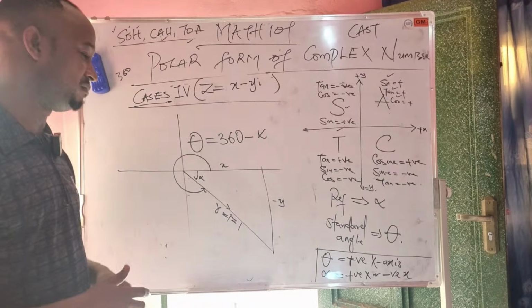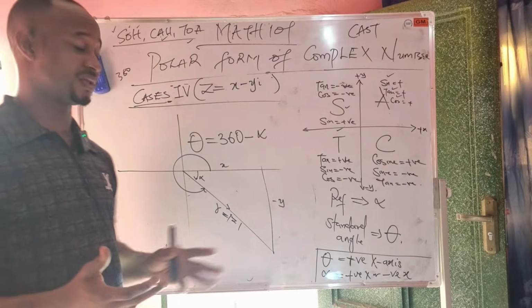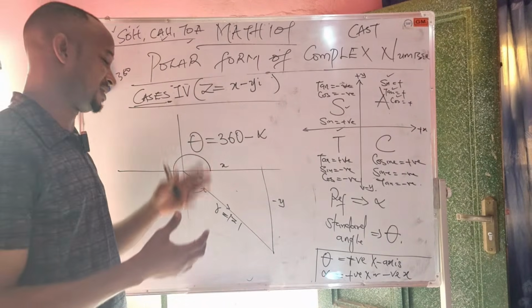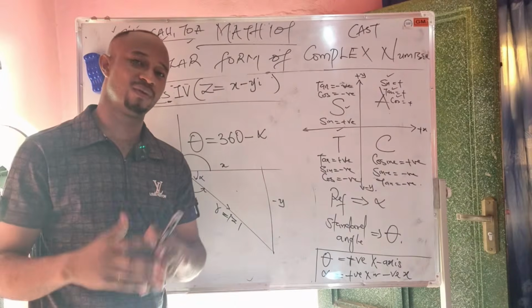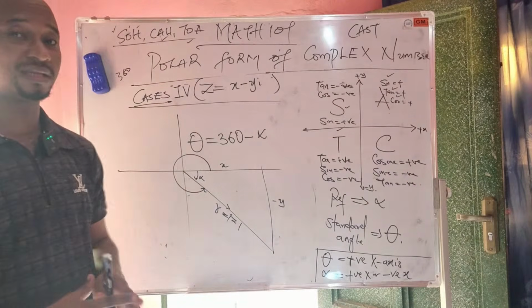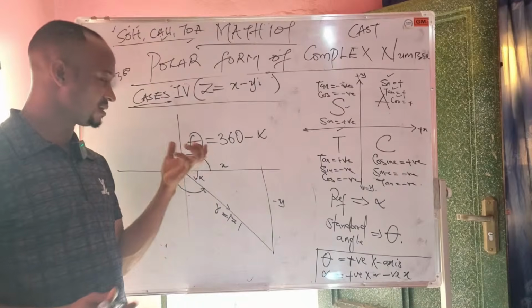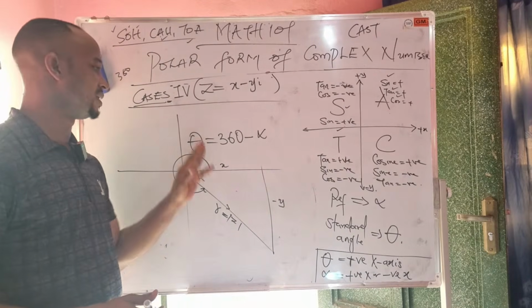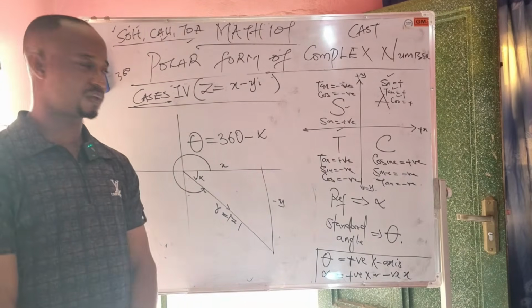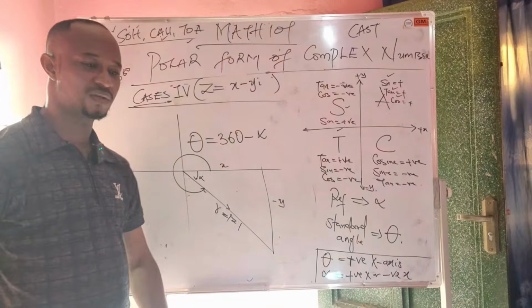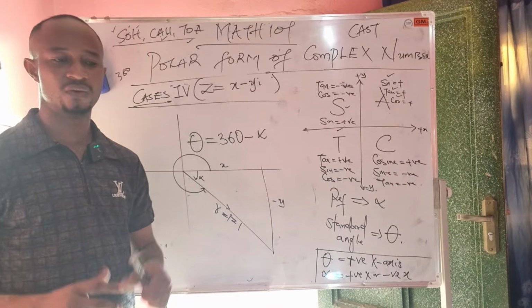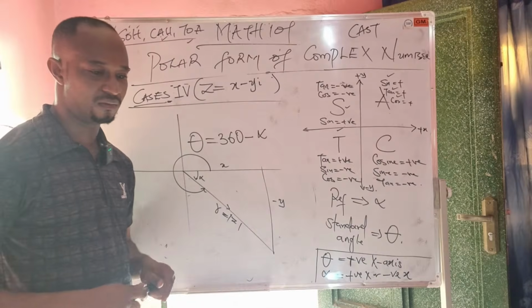I've seen many people who make so many mistakes. I don't know how they justify that the theta here is 270 plus alpha, but that is not true. The right standard angle here should be 360 minus alpha. Now let's solve some good examples from your textbook.